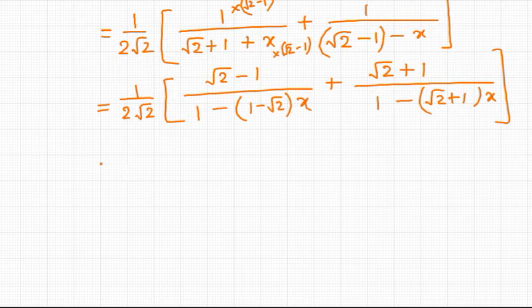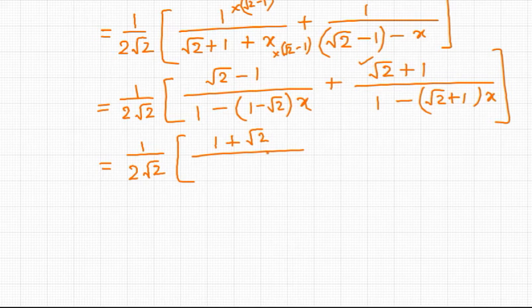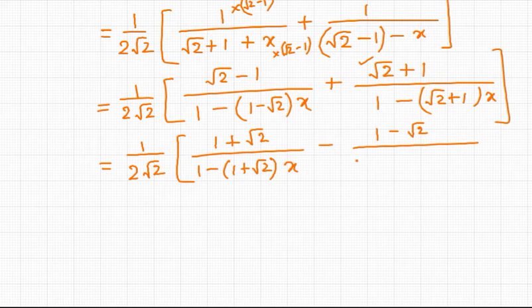Okay, so let us rewrite the whole thing as 1 by 2 root 2. It is coming out to be 1 plus root 2. I'm just writing the second factor in the first place. So 1 plus root 2 divided by 1 minus (1 plus root 2) times x, minus (1 minus root 2) divided by 1 minus root 2 times x.